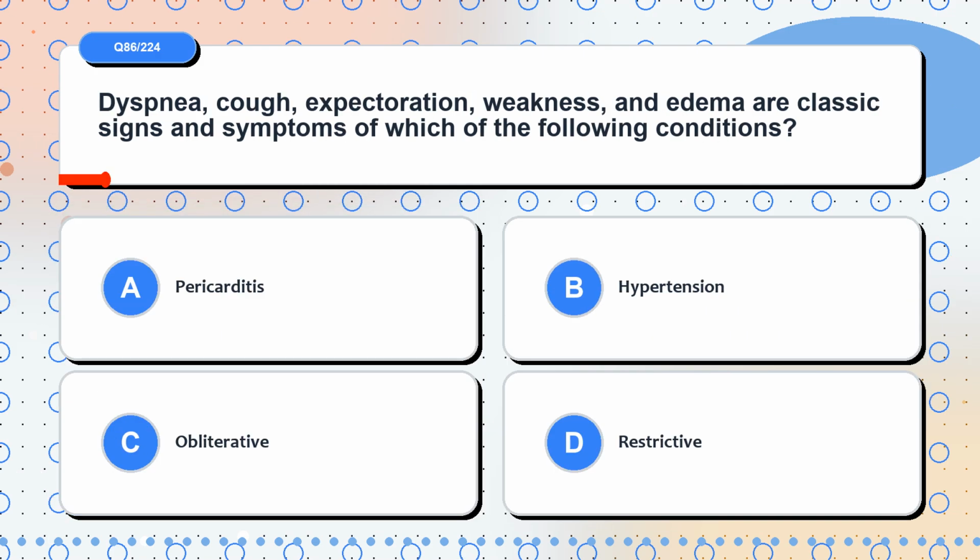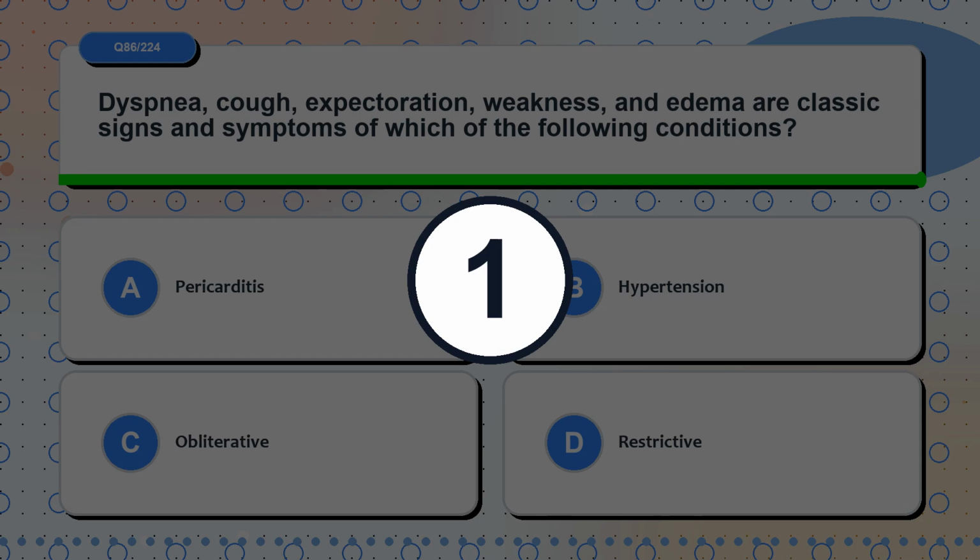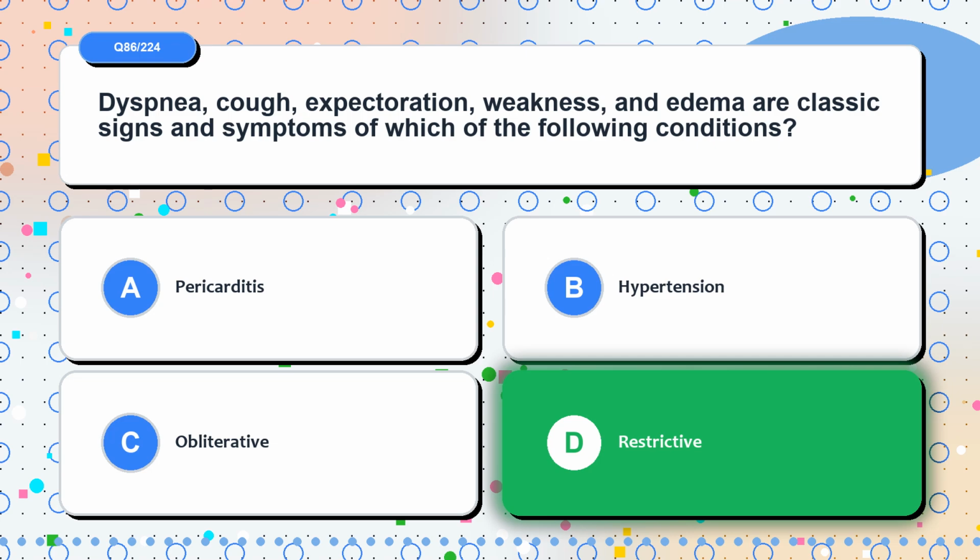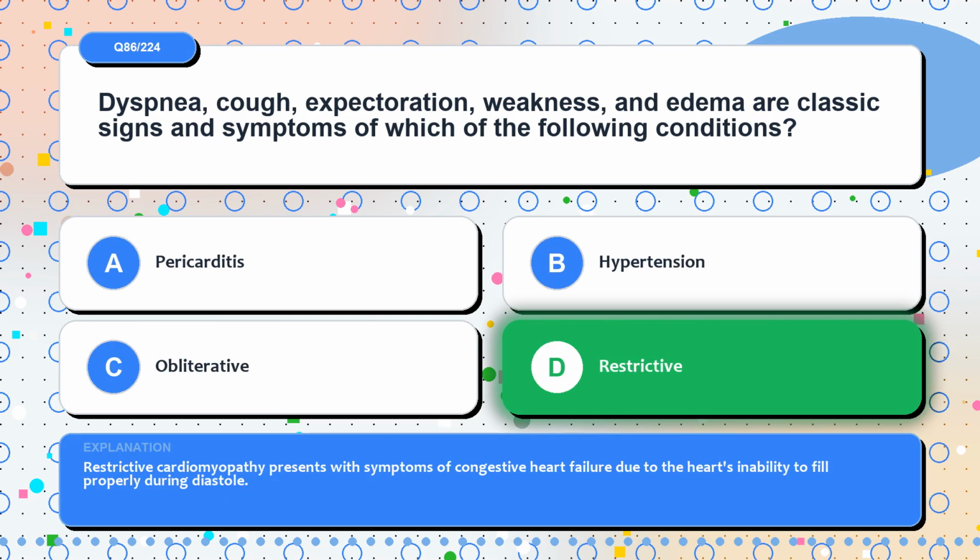Question 86. Dyspnea, cough, expectoration, weakness, and edema are classic signs and symptoms of which of the following conditions? Here are the options. Option A. Pericarditis. Option B. Hypertension. Option C. Obliterative. Option D. Restrictive. The correct answer is option D. Restrictive. Restrictive cardiomyopathy presents with symptoms of congestive heart failure due to the heart's inability to fill properly during diastole.